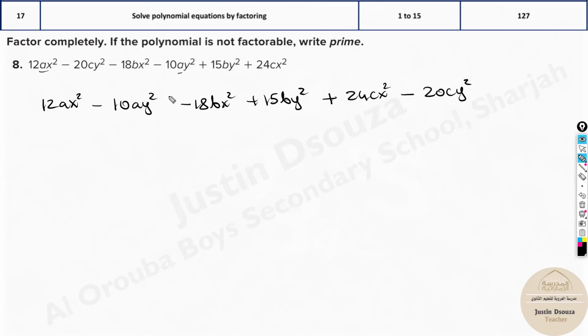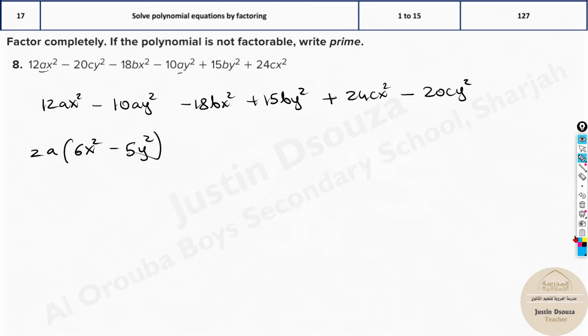Why I have written like this is when I remove things common out, the order is maintained: a x squared, y squared, b x squared, y squared, c x squared, y squared. It'll be easier now. Now, what do you remove common over here? You should try and see the maximum. I can't remove 10 because there are no 10s available in both places, but I can remove 2 for sure. If I remove 2a, what's remaining here is 6x squared minus 5y squared.